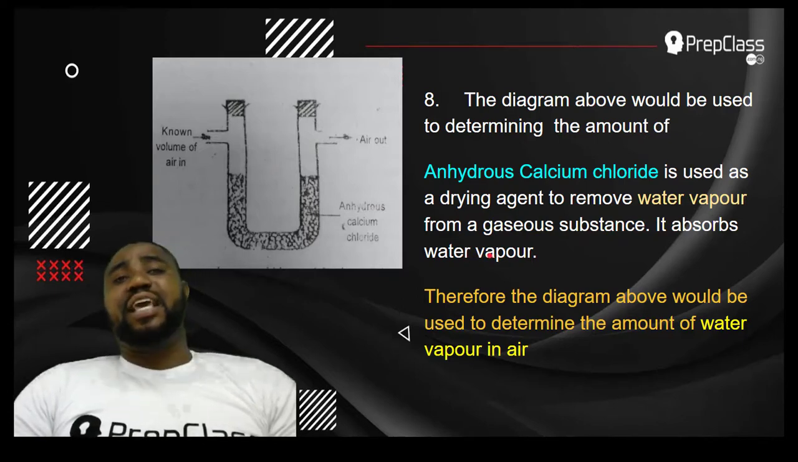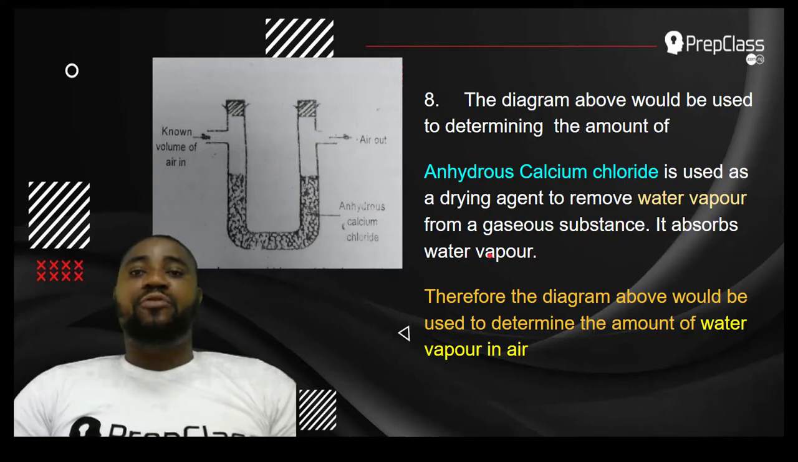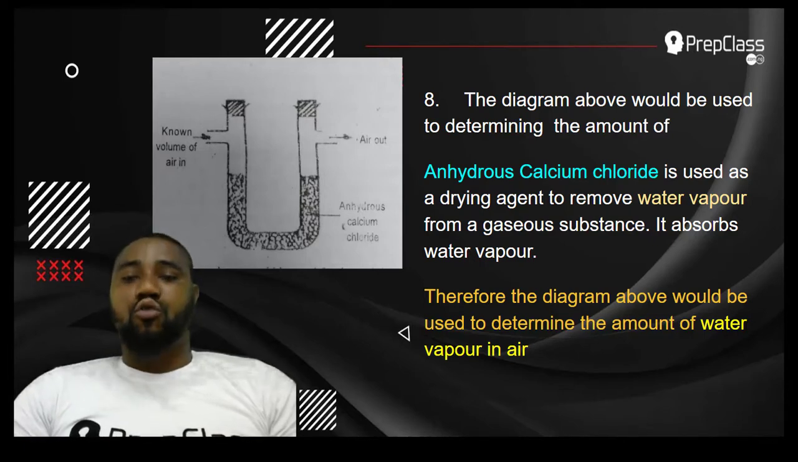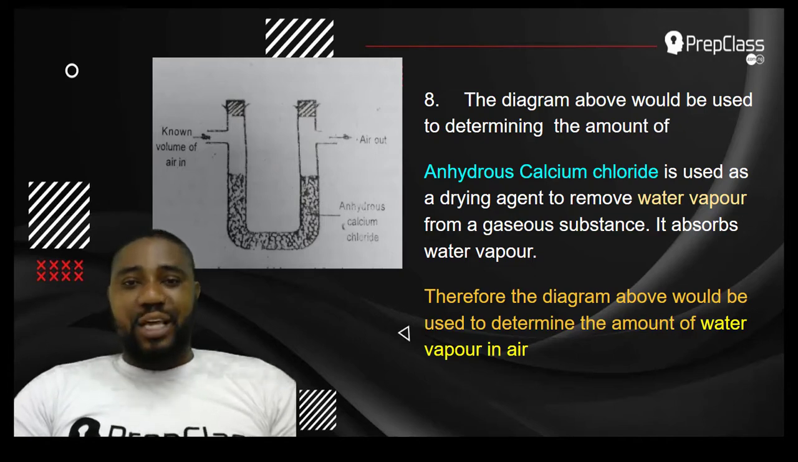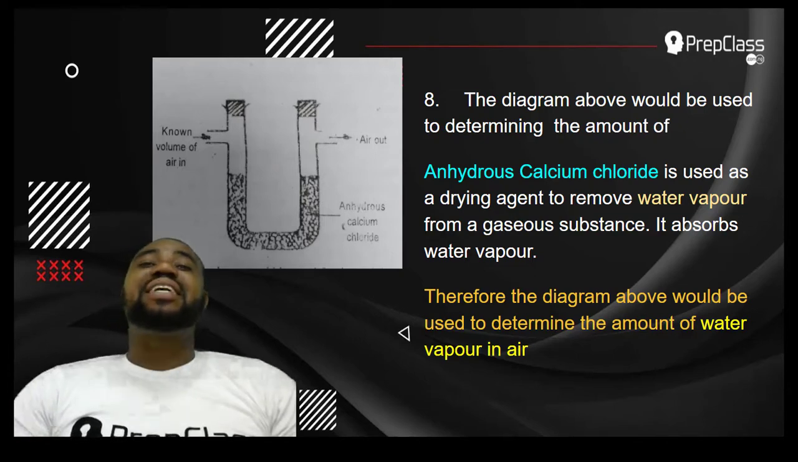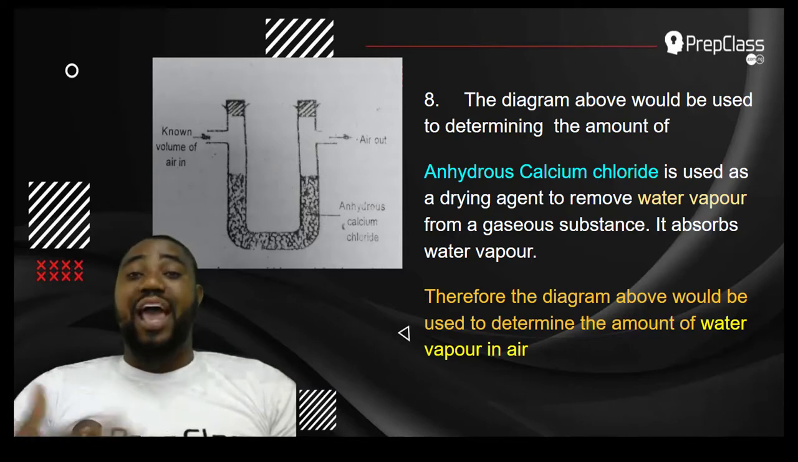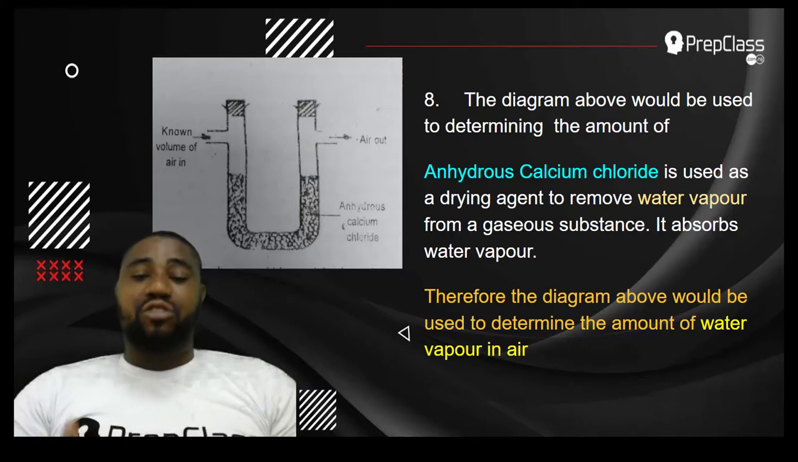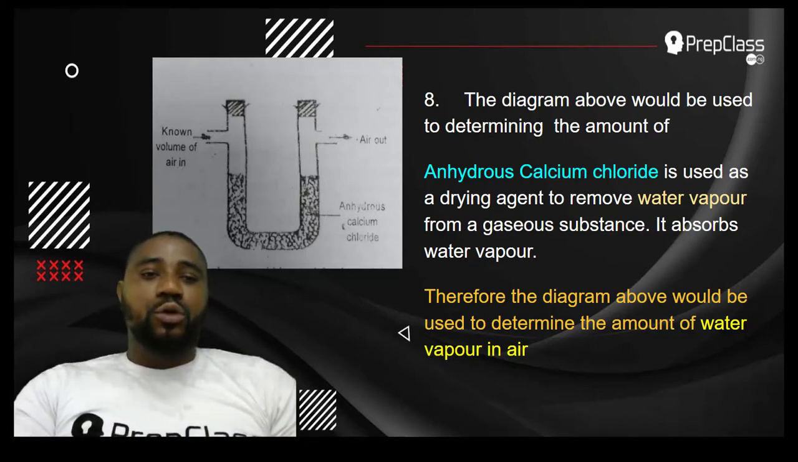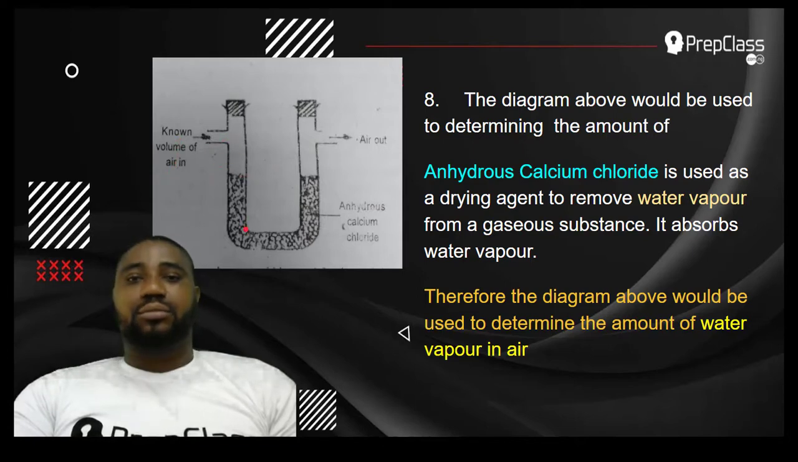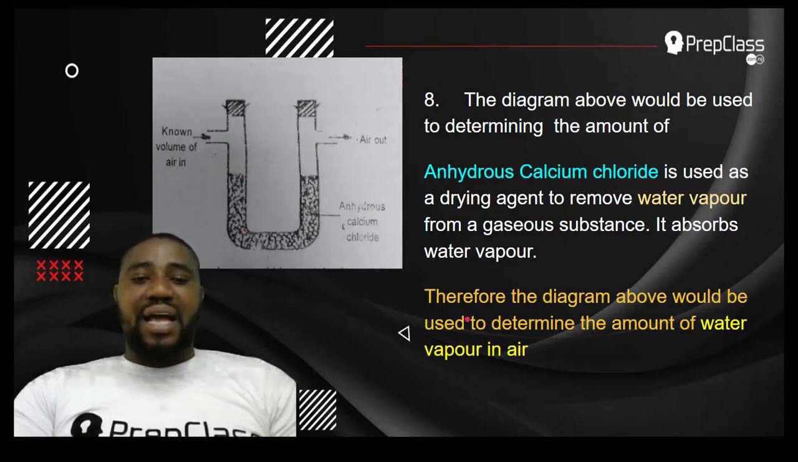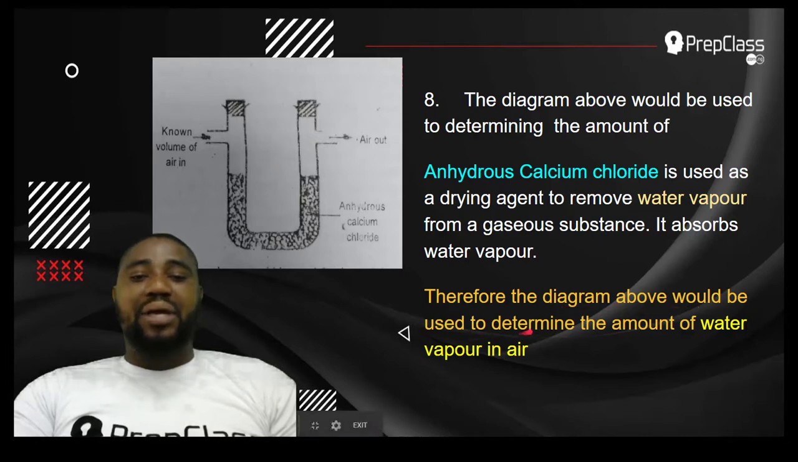There's what we call a desiccator in a laboratory. If you want to prepare a substance to be void of water, we put it inside that glass container that is called a desiccator. That desiccator or glass container usually contains silica or fused or anhydrous calcium chloride. Silica and anhydrous calcium chloride are used to remove water vapor from substances. Are you following? So for you to put anhydrous calcium chloride here, it simply means that they want to remove water vapor from this air that is entering. Are you following?